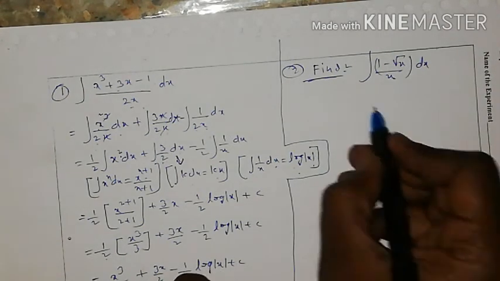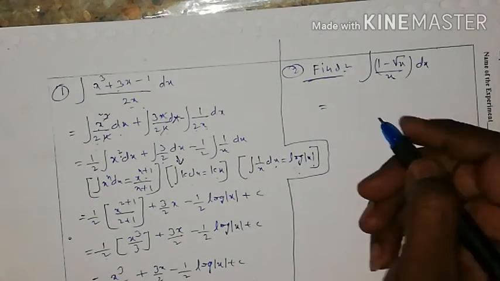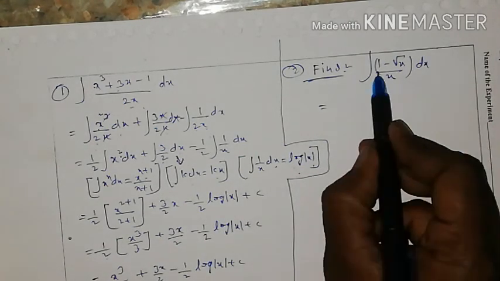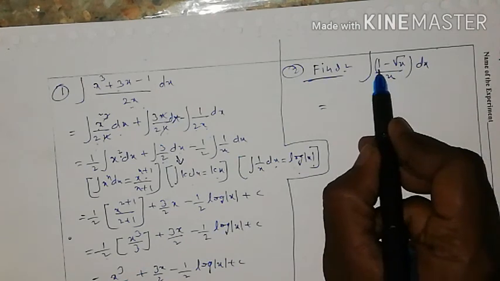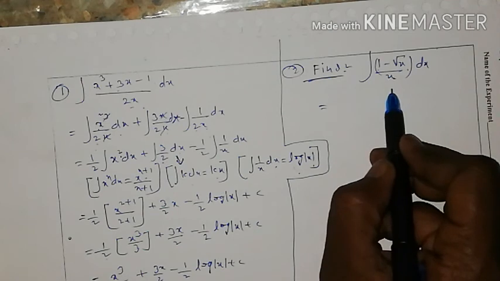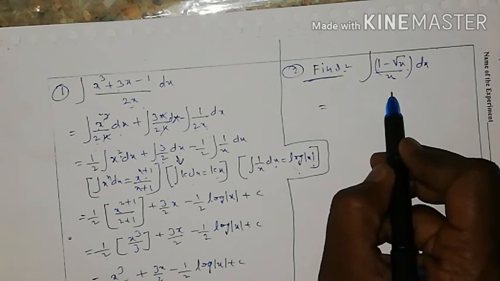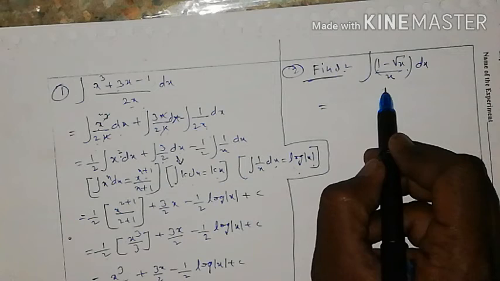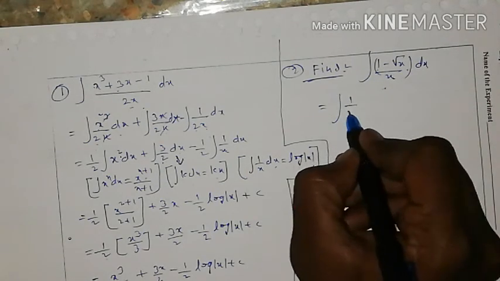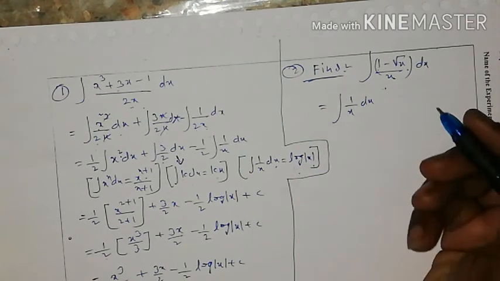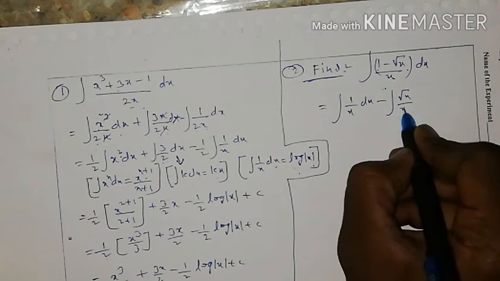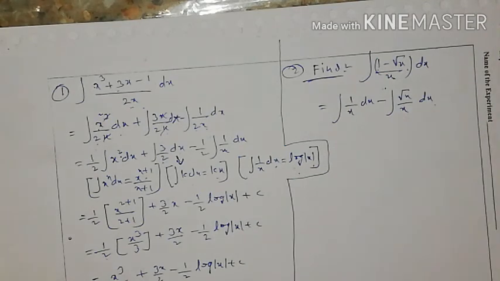First of all, what I have to do here? We have to separate the terms. In numerator, how many terms here? 2 terms. 1 is 1 term, root x is 1 term. This total term is dividing by x. So when you are doing separation, you have to write them separately with the denominator. So I am writing separately. Integration of 1 by x dx minus integration of root x by x dx.